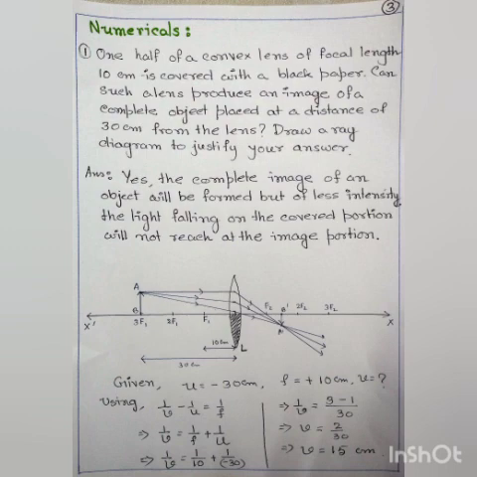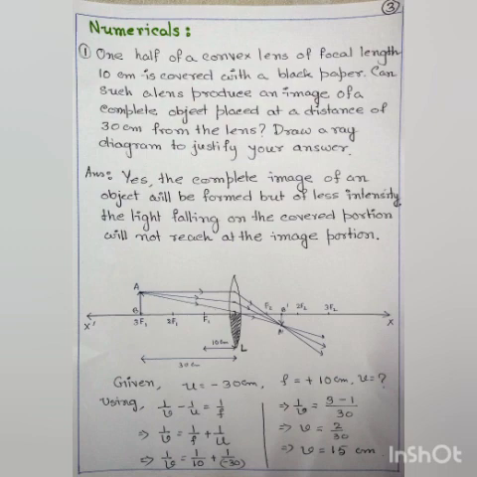First the question is: half of a convex lens of focal length 10 cm is covered with a black paper. Can such a lens produce an image of a complete object placed at a distance of 30 cm from the lens? Draw a ray diagram to justify your answer. Now the answer is yes. The complete image of an object will be formed, but of less intensity. See here, we will get a complete image, but the intensity will be less, as the light falling on the covered portion will not reach the image portion.